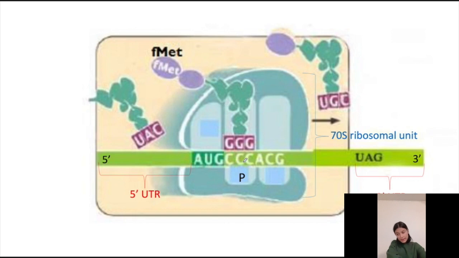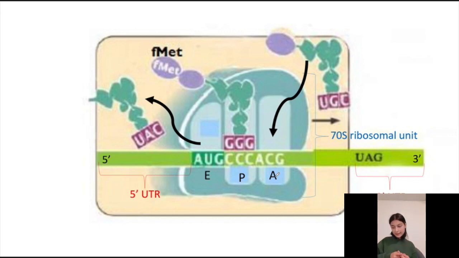The arrival site, or the A site, is the site where a tRNA charged with an amino acid will arrive. And this will be located right here. And finally, our exit site is the site where the uncharged tRNA will leave the ribosomal complex, which is right here.